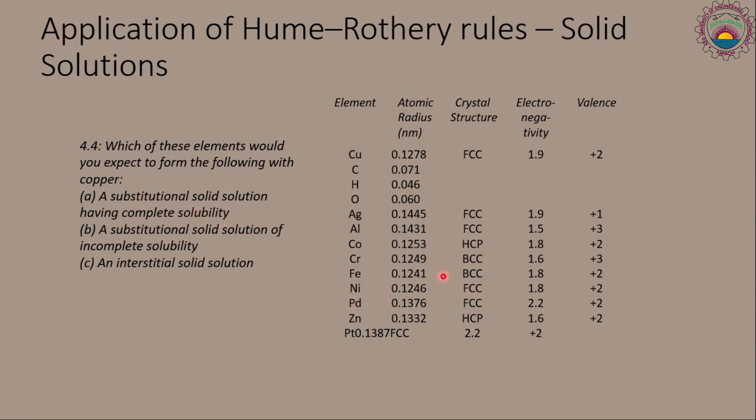If there's another one with similar characteristics to nickel, we can move ahead with other factors as well. We'll go and check the electronegativity, and if that is also the same, we can go to the fourth factor. But if these two criteria give a clear answer, then that is enough for us: nickel will form a completely soluble substitutional solid solution.